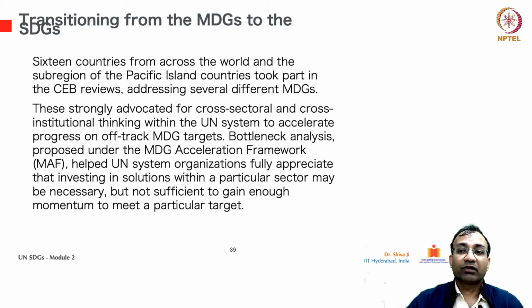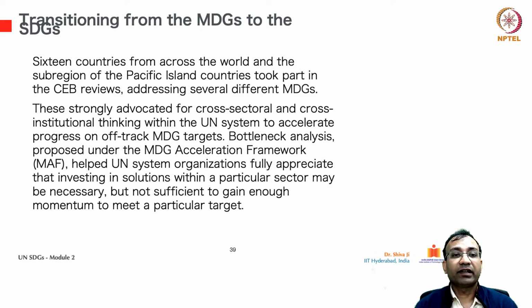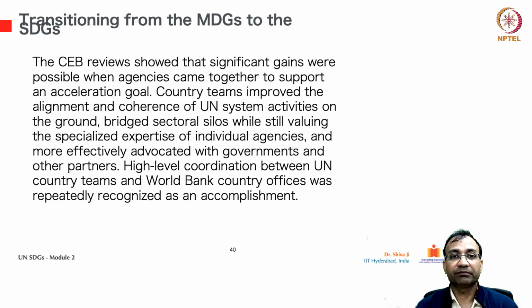16 countries from across the world and a sub-region of the Pacific Island countries took part in the CEB reviews addressing several different MDGs. These strongly advocated for cross-sectoral and cross-institutional thinking within the UN system to accelerate progress on off-track MDG targets. Bottleneck analysis proposed under the MDG acceleration framework helped UN system organizations fully appreciate that investing in solutions within a particular sector may be necessary but not sufficient to gain enough momentum to meet a particular target.